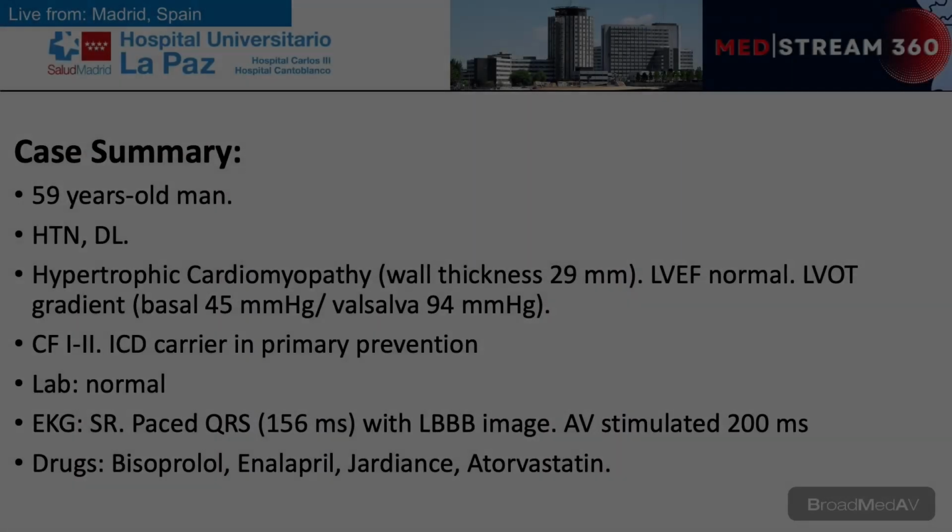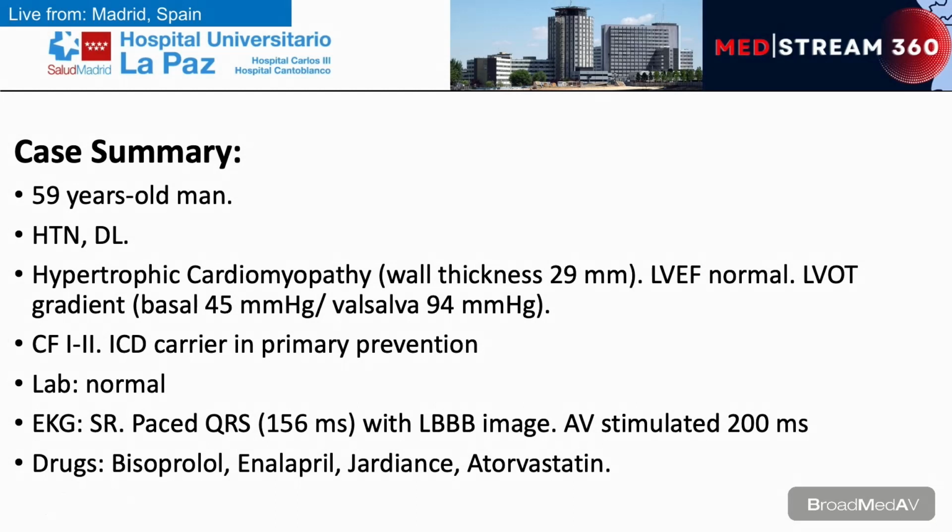Good morning, everyone. Today's case is a 59-year-old male patient. As cardiovascular risk factors, he presents hypertension and dyslipidemia. His cardiology history revealed hypertrophic cardiomyopathy with a septal thickness of 29 millimeters on cardiac resonance. In the past, a defibrillator was implanted in primary prevention.